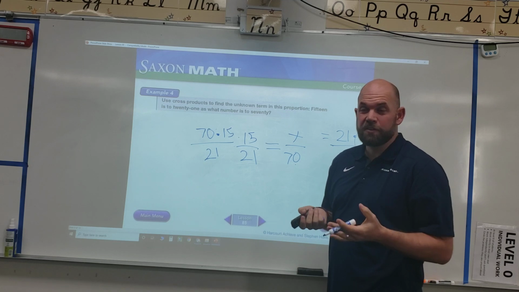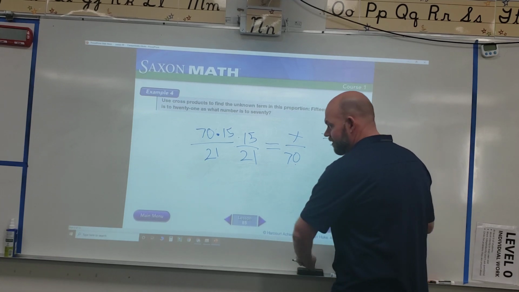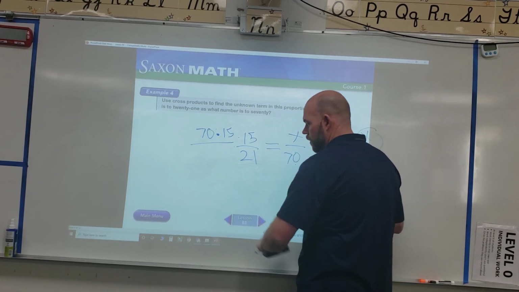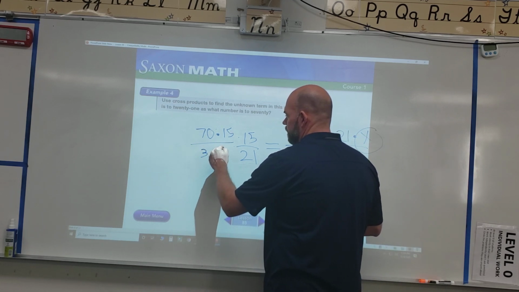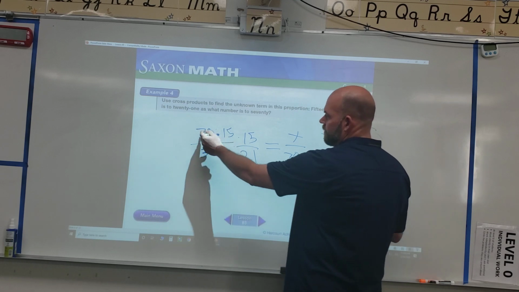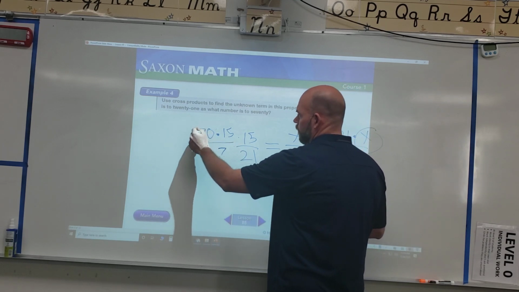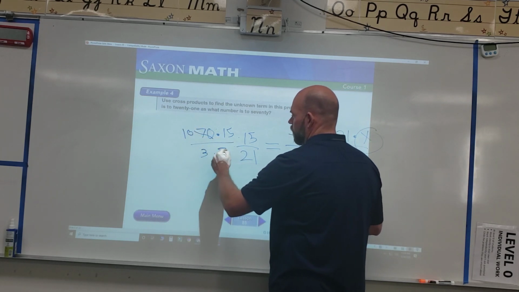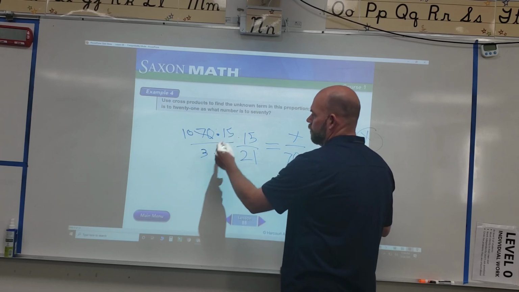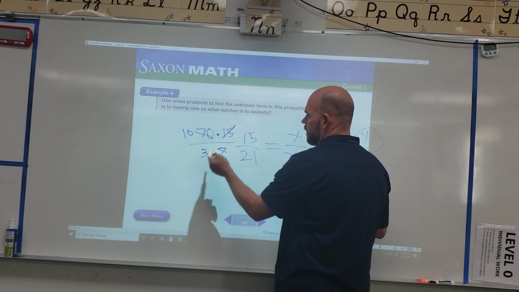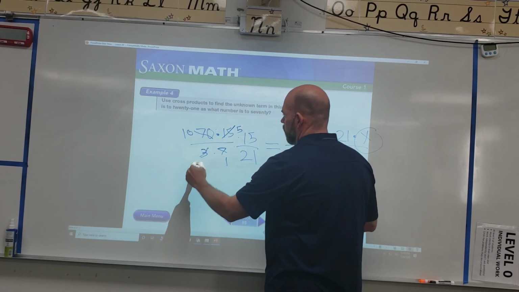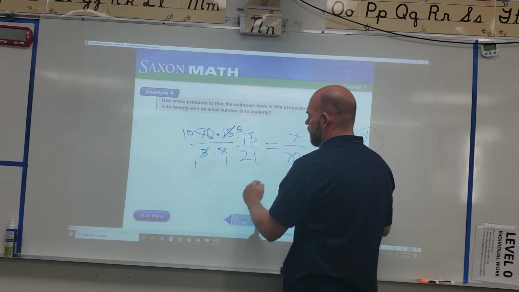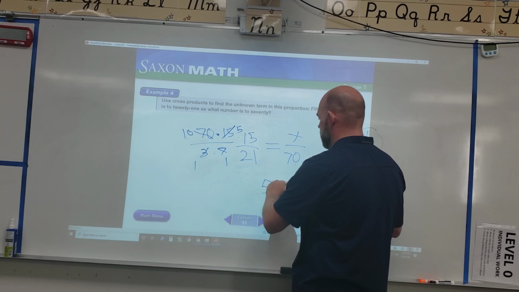But if we want to use some canceling here, let's just take the factors of 21, which would be 3 and 7. And look, 70 and 7 have a common multiple, so that would be 10 to 1. And 15 and 3 have a common multiple, so if we divided by 3 on each of those, then that would be 5 and 1. Then we just have 10 times 5 is 50 equals x.